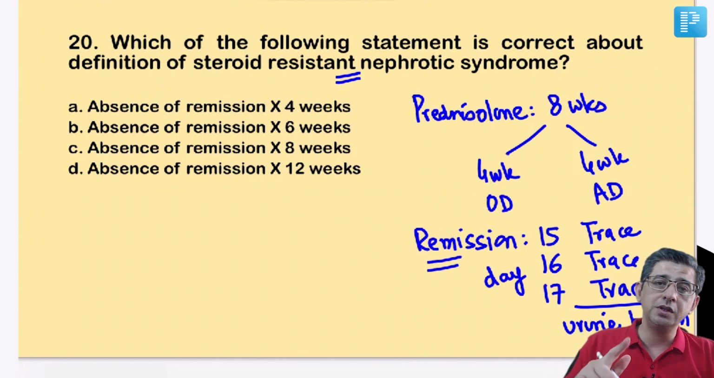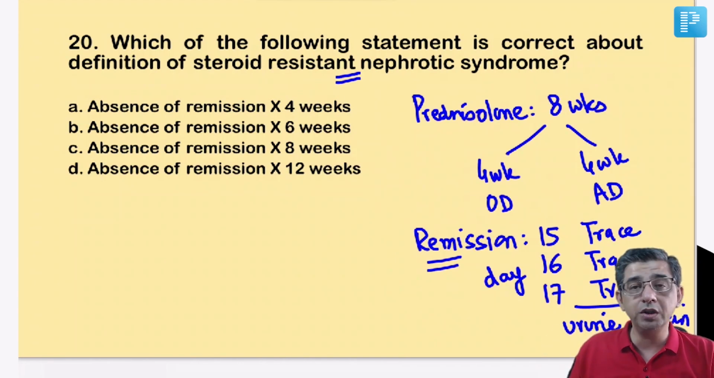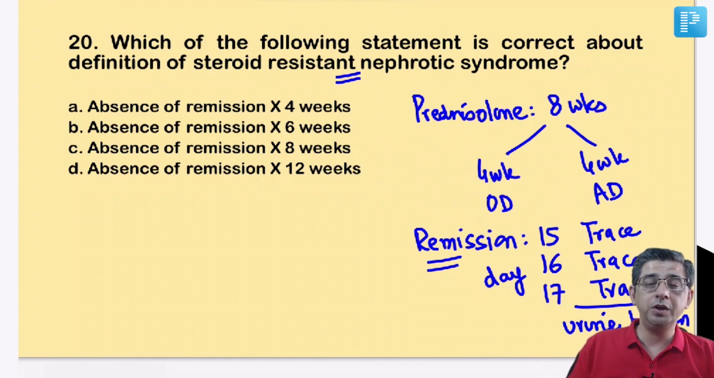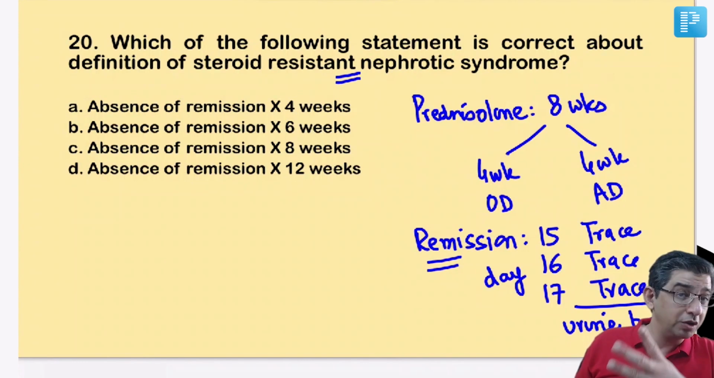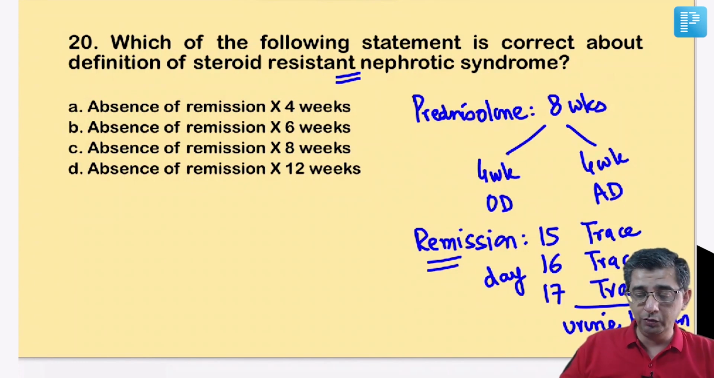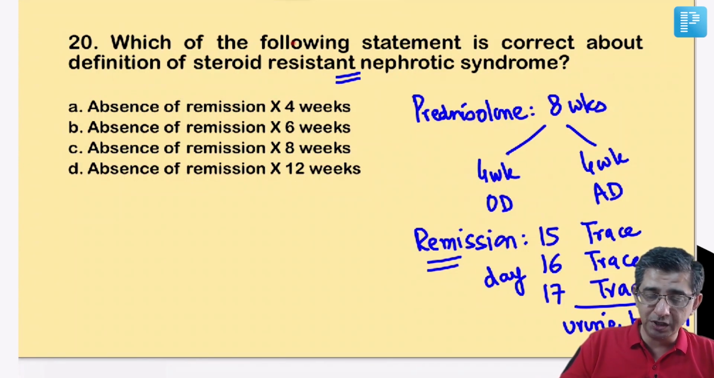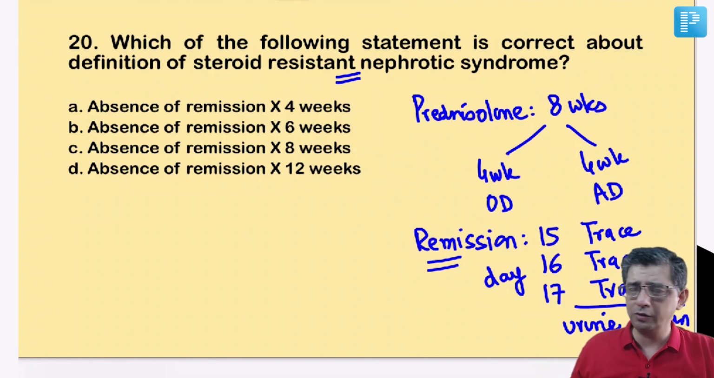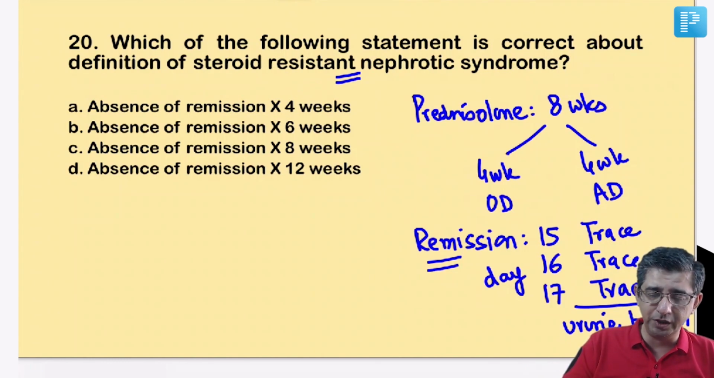But if this remission does not occur, in spite of giving steroids on a daily basis for a duration of more than 4 weeks. I repeat my facts once again, get the facts right. What do you mean by the word remission? There is trace protein or nil protein in the urine for 3 consecutive days. But when do you say the word resistant per se? You will say the word resistant when 4 weeks have passed by and still there is a proteinuria present of 2 plus, 3 plus or 4 plus magnitude depending on the severity of the disease. The answer to question number 20 is alpha.